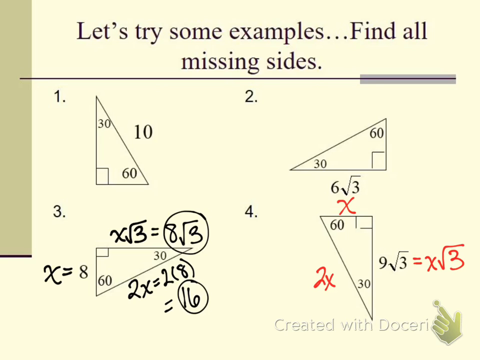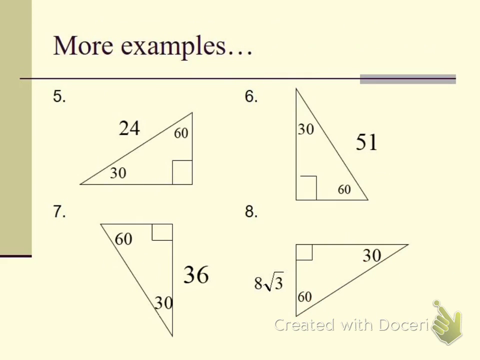Now we can go back to the one where we set up an equation and we can figure out what x should equal. X should equal 9. So I can go up to the side that's just a plain old x and fill in a 9. The side that's labeled 2x becomes 2 times 9, which is equal to 18. So I found my 2 missing sides.